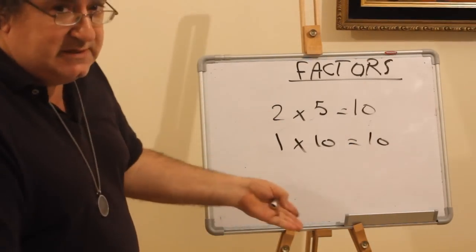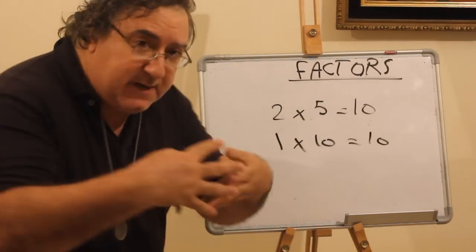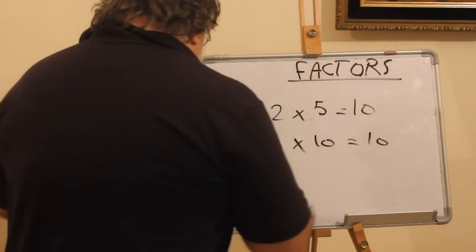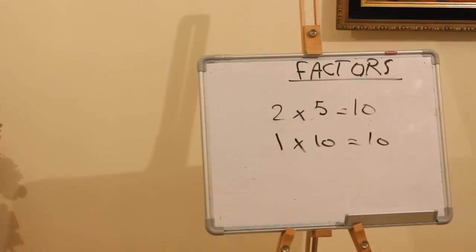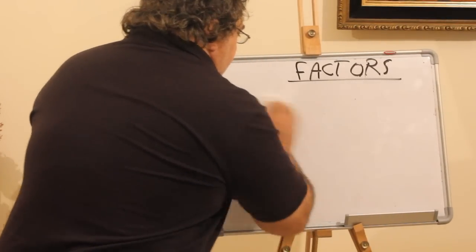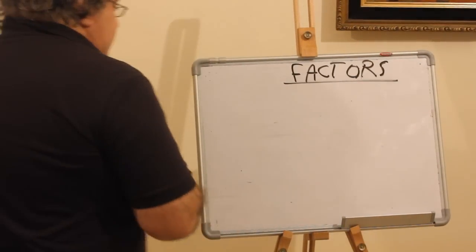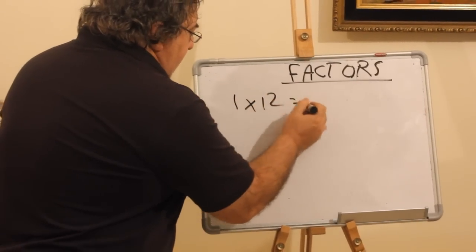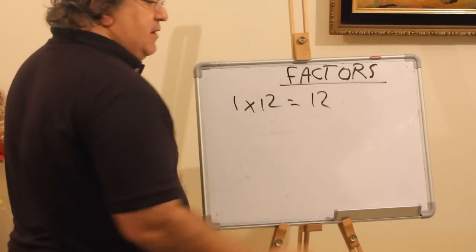So what is the meaning of factors? They are the two numbers which, multiplied together, give me the number I require. So what are the factors of 12? Let's take 12. I start with the number 1. 1 times 12. Are these factors of 12? Yes, they give me 12.